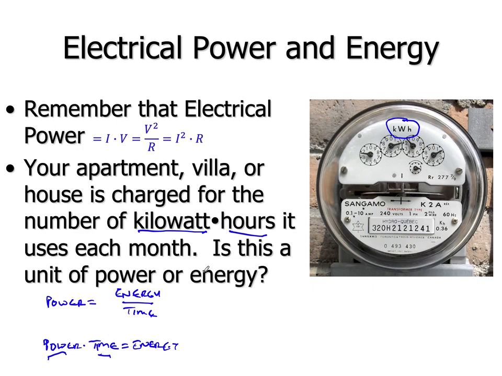How much larger? Well, a kilowatt is 1,000 watts, times the time, an hour is 3,600 seconds. So a kilowatt hour is 3,600,000 joules, which is a lot of energy, believe it or not.